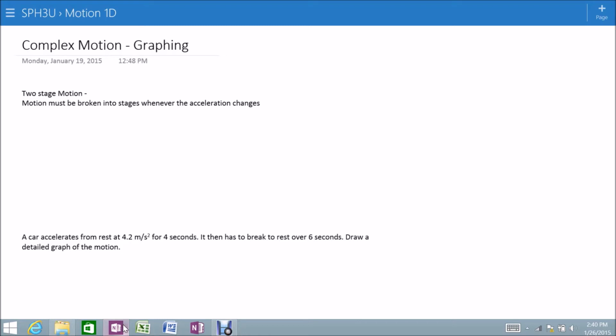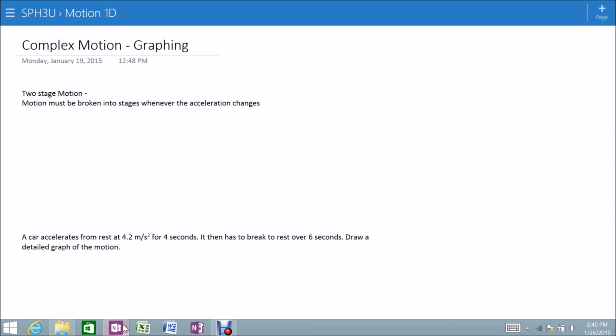Okay, complex motion. We're going to be dealing with two basic types of motion and the graphs and solving problems with them. The first type of motion is going to be a two-stage motion problem. That's going to be a situation where we deal with multiple periods of time that have different accelerations, and then we're going to deal with chase problems, and that's a problem where one object is catching up to another object or something like that.